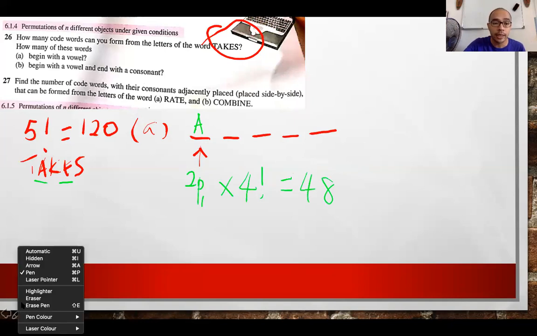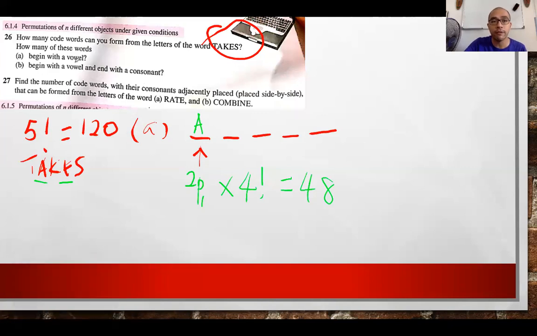Okay. Secondly, and this is an even more strange condition. They cakap begin with a vowel and end with a consonant. So I'm going to do this up here. We still have the same thing. We still have 5 places: 1, 2, 3, 4, 5. We settle all the conditions first before we do the rest. So the first one is begin with a vowel. How many vowels are there? There are 2 vowels. How many places can we put the vowel in? Only 1. So 2P1. The last one must be a consonant.